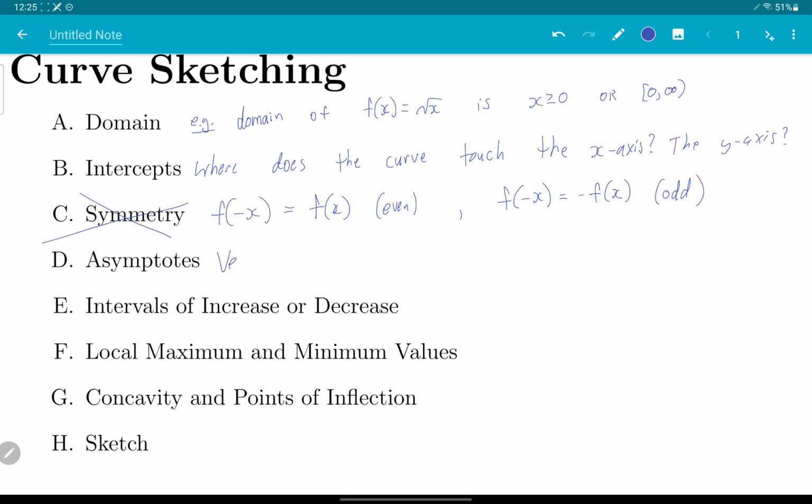Asymptotes, vertical asymptotes. So we have vertical asymptotes, v dot a is the usual short form for vertical asymptotes. And we'll also look at horizontal.